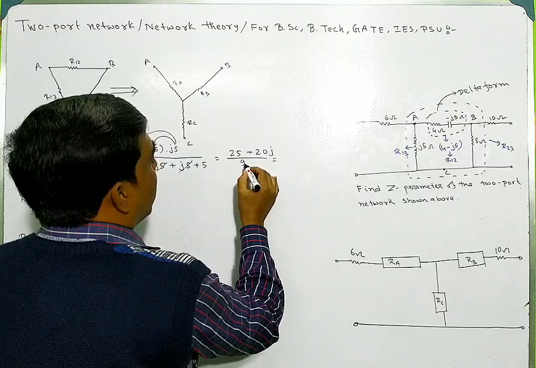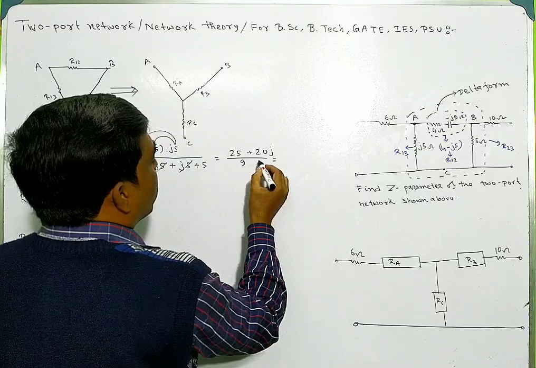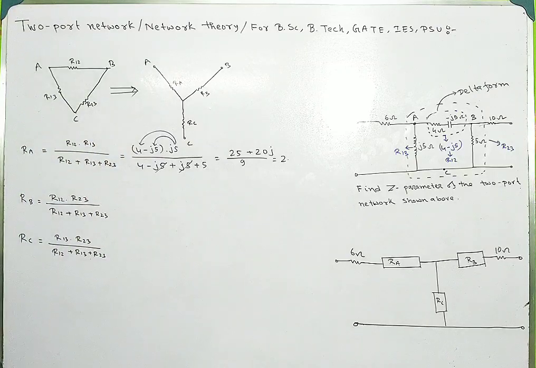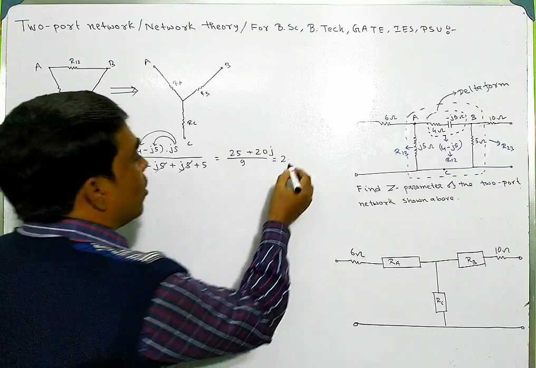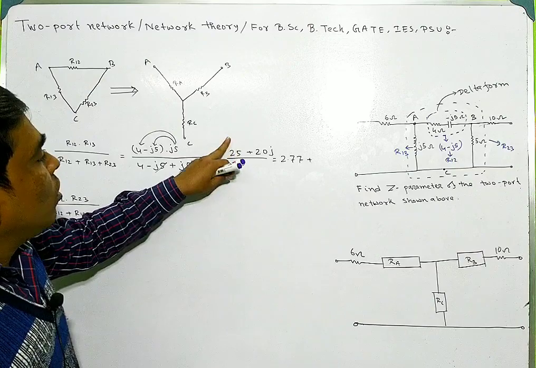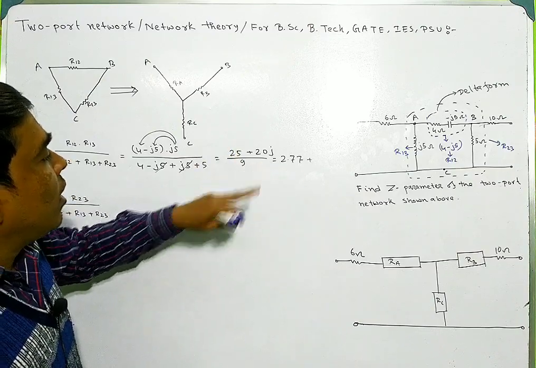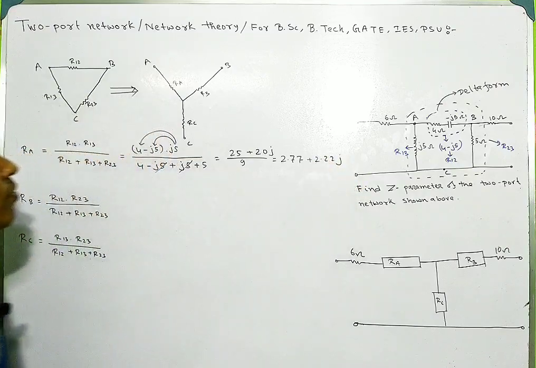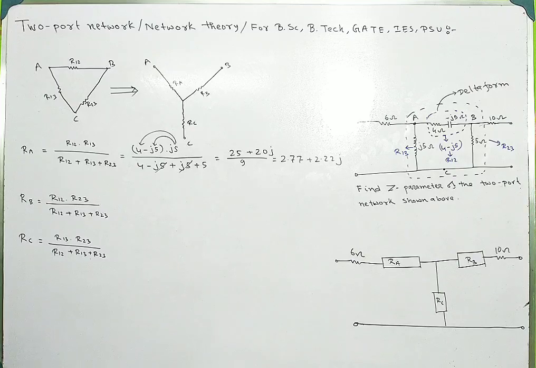So it will be (25 plus 20 J) divided by 9, so it will be 2.77 plus 2.22 J. So it will be 2.77 plus 2.22 J.